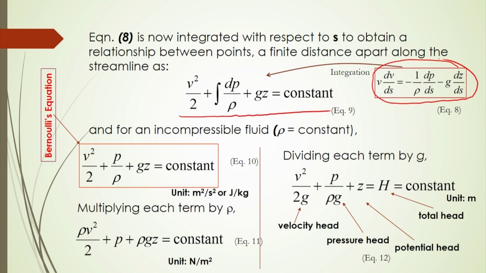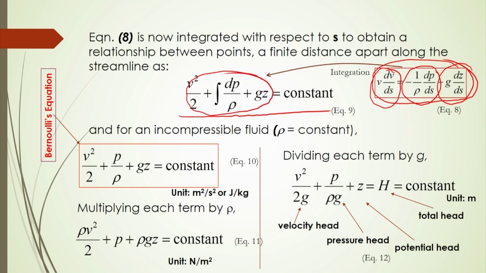Now, you have to integrate this. After integration we get v square by 2 here, and here the integration of dp by rho, and here it will be g into dz, and that will be equal to a constant of integration. So finally, the summation of these three terms will be equal to a constant.